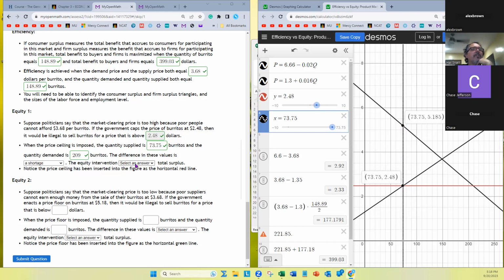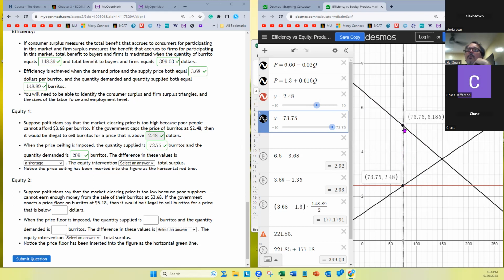The equity intervention does what to total surplus? Well, this commerce doesn't happen anymore. This is lost commerce, this triangle here, right? The triangle on the right here, that's lost commerce. What is this trapezoid here? What do we call that trapezoid?